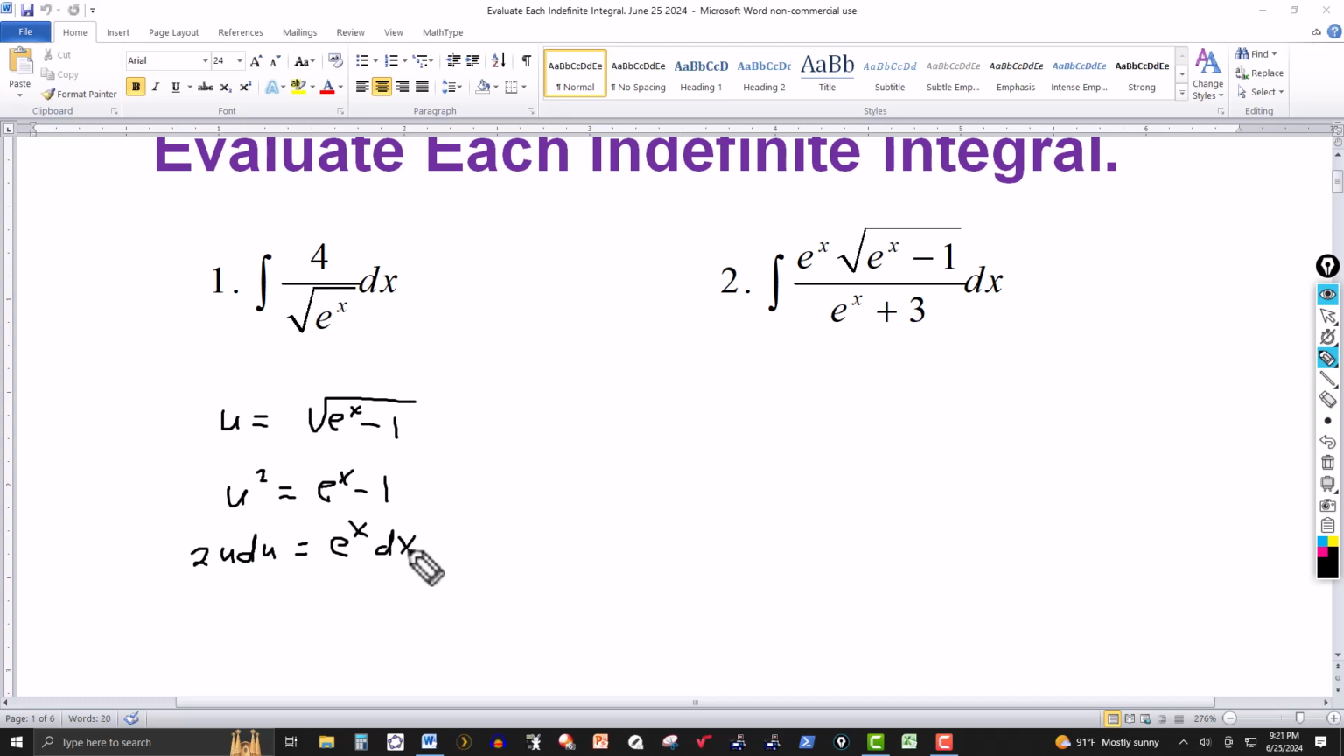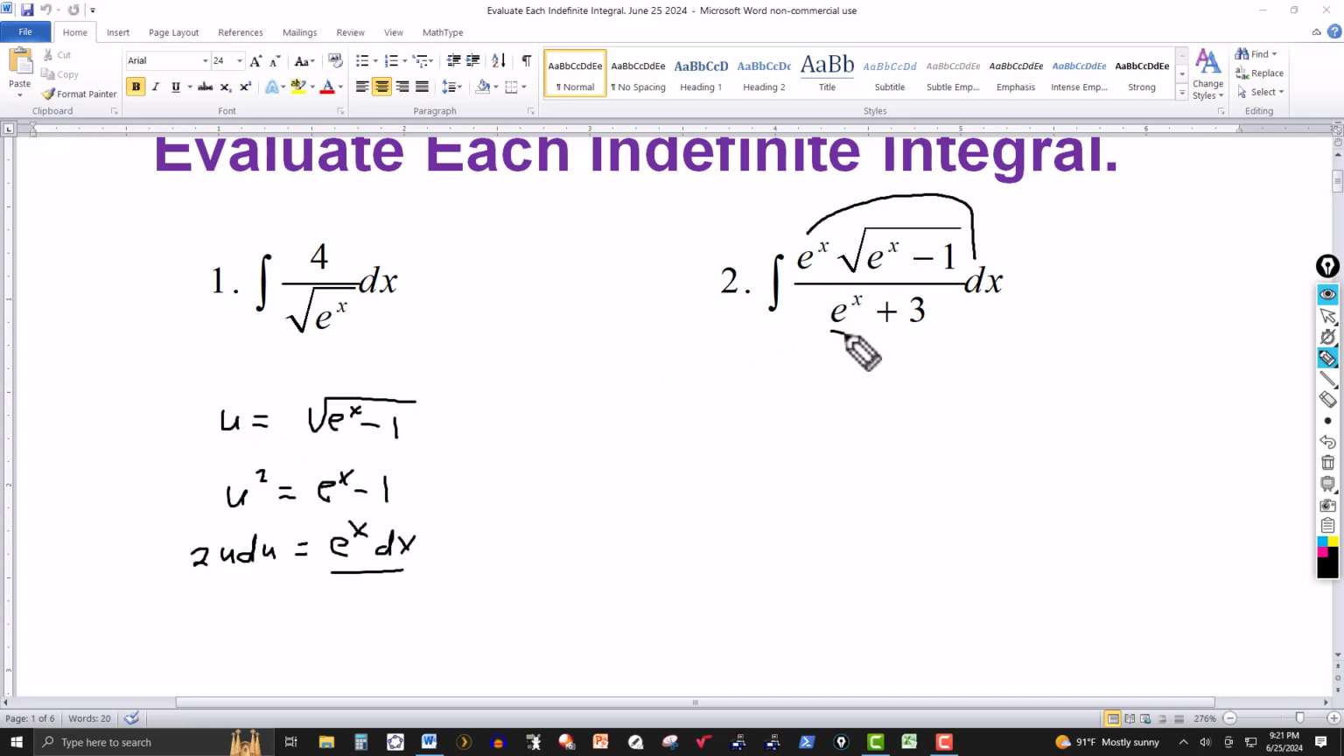So my objective now is to try to convert this integral into one that involves the variable u, and at the same time makes it easier to integrate. So what do I have here? Notice there's an e to the x, I can put that together with the dx, so it's e to the x dx right here. That can be replaced by 2u du. Remember this right here, the square root of e to the x minus 1, that's going to be the u.